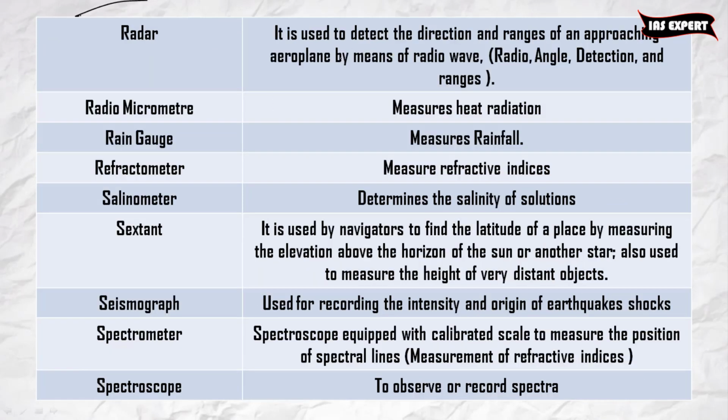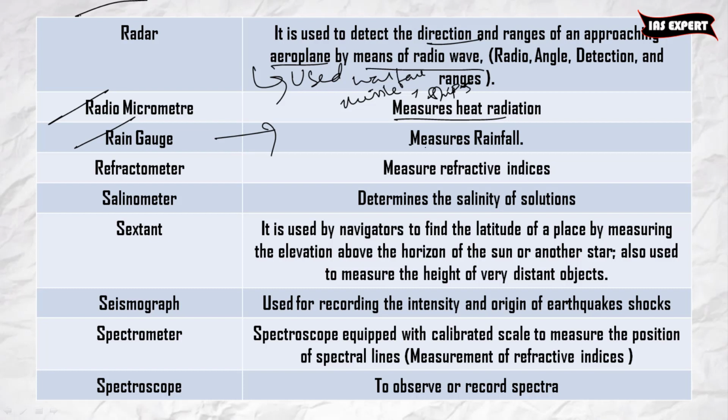Radar, it is used to detect the direction and ranges of approaching aeroplanes by means of radio waves. It is also used in warfare, missiles, ships. Radio micrometer measures heat radiation. Rain gauge, the instrument which measures rainfall. Refractometer, the instrument which measures refractive indices.